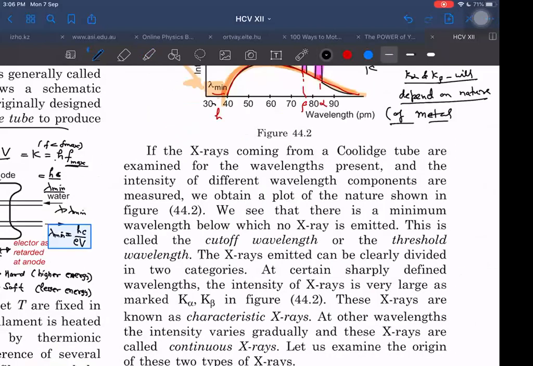This wavelength, lambda minimum, we call the cutoff wavelength or threshold wavelength. What do we call it? Cutoff wavelength or threshold wavelength.